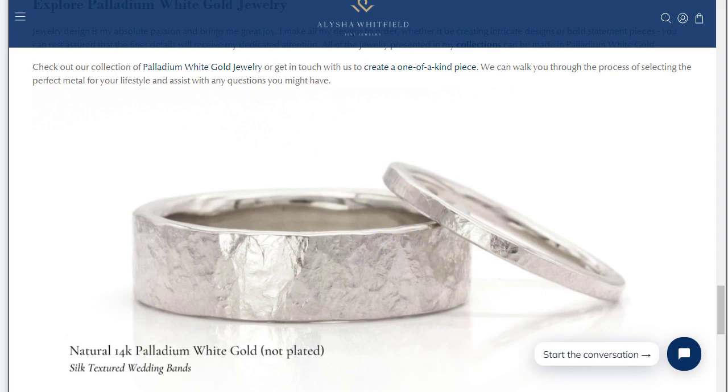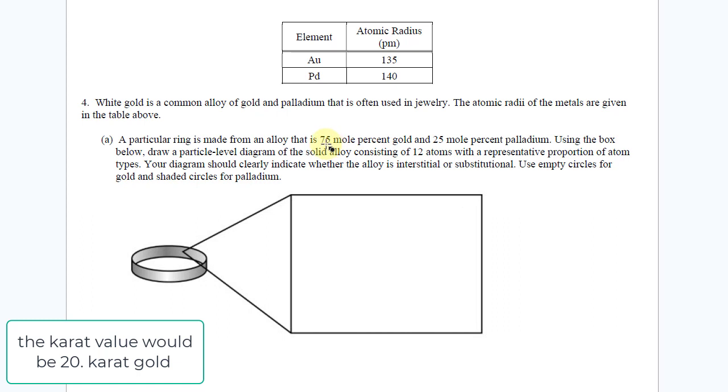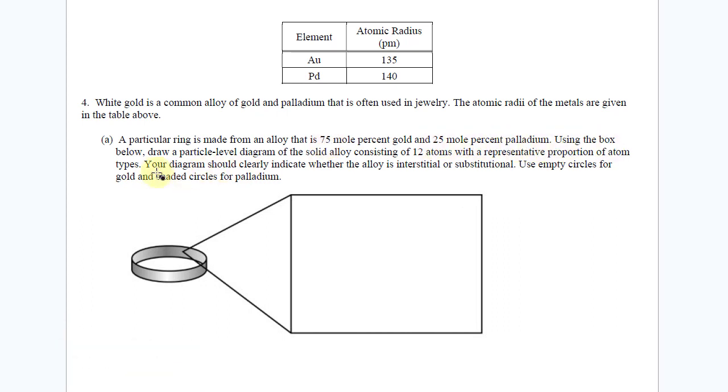Let's go back to the FRQ. The atomic radii of the metals are given, and as we expected, they're the same. Now, here's the problem. A particular ring is made of an alloy of 75 mole percent gold. The karat ones are by weight, and 25 mole percent palladium. Using the box below, draw a particle level diagram of the solid alloy consisting of 12 atoms.